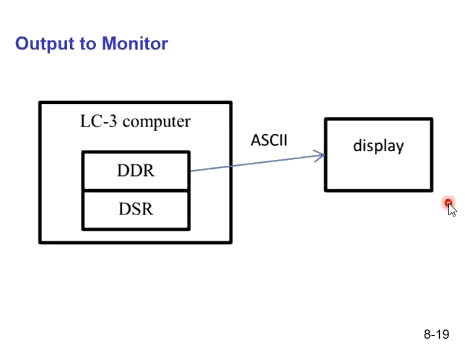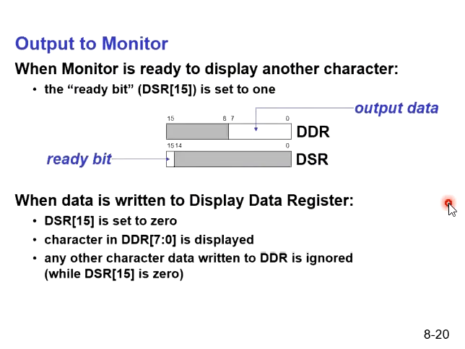And when we go to output to monitor, at that time, we study the mechanism of how to display a register in DDR, DSR, and displays. That means how to output the character in DDR to screen.